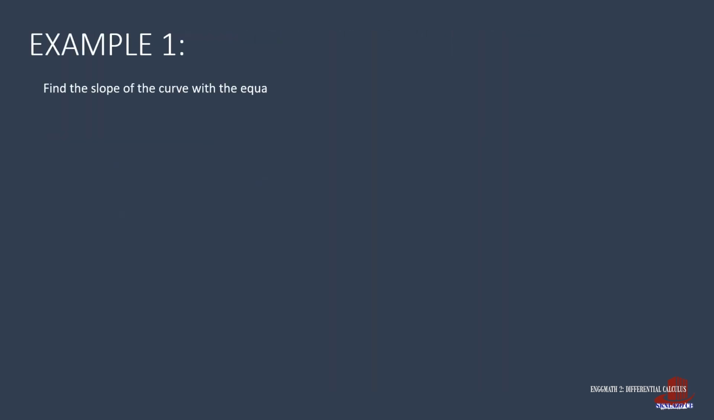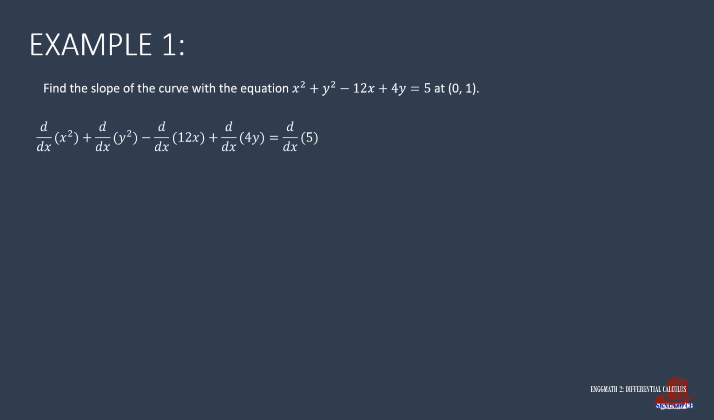The first illustrative problem involves the equation x squared plus y squared minus 12x plus 4y is equal to 5. And we are to look for the slope at point (0, 1). Start with placing the derivative with respect to x to all the terms. So we have the derivative of x squared as 2x times dx over dx.